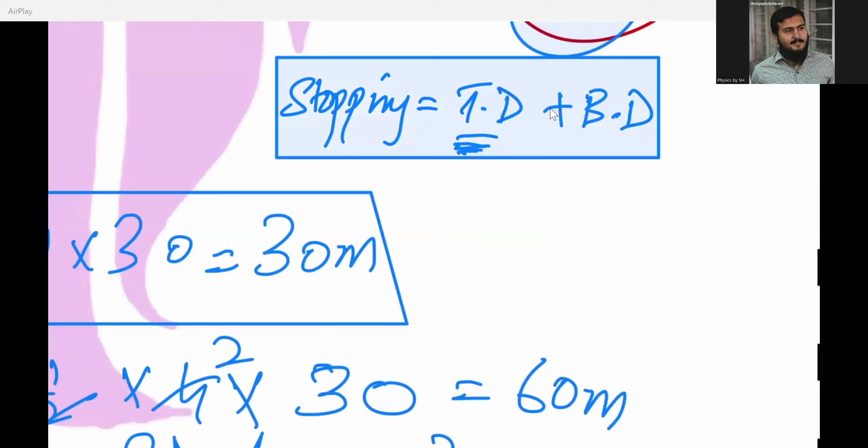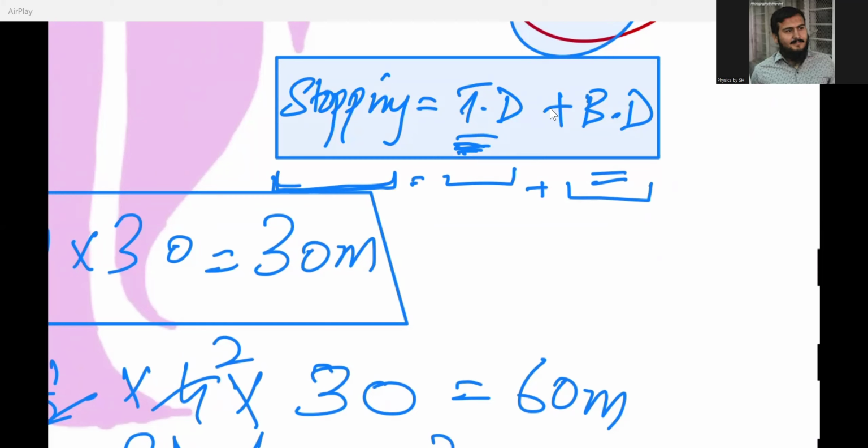So thinking distance is the distance covered while you think to apply the brakes. Braking distance is the distance covered when you have placed your feet on the brake pedal until you stop. But when you place your feet on the brake pedal and you stop, is that the only distance that you have covered? No, you have covered some distance before that as well. That was the thinking distance. So these two distances together make the total distance. That's the stopping distance. All right, Vada?